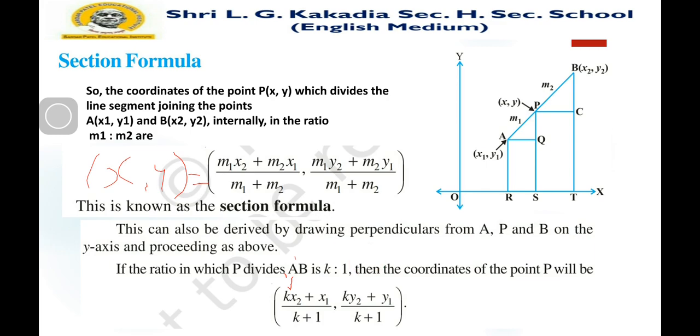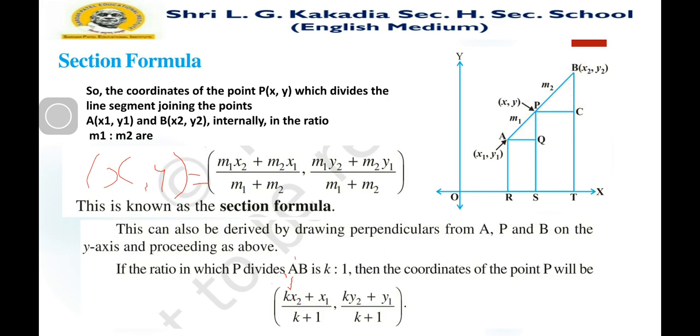If we take the ratio as k is to 1, then directly we can find the coordinates of P. How? It is (k x2 plus x1) upon (k plus 1) and (k y2 plus y1) upon (k plus 1). Let us take some examples. What are the coordinates of point P if P is the midpoint of AB? Because then the ratio m1 and m2 will be equal.